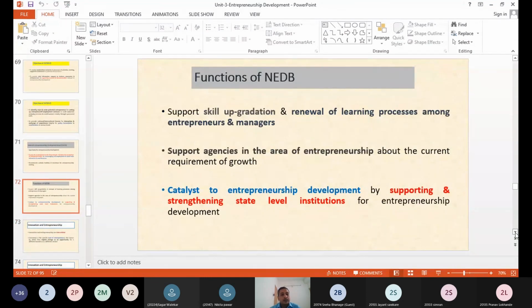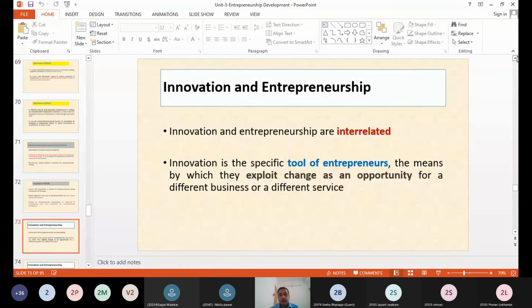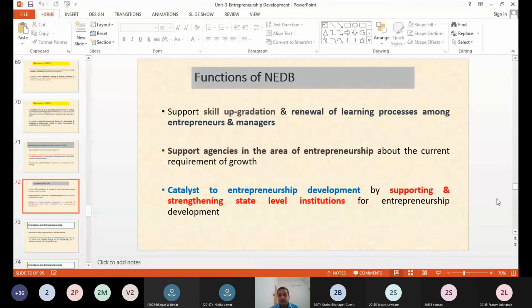Then a few functions of NEDB are related to supporting skill upgradation and renewal of learning processes among entrepreneurs and managers, supporting agencies in the area of entrepreneurship about the current requirement of growth, then being a catalyst or speeding up the process of entrepreneurship development by supporting and strengthening state level institutions for entrepreneurship development. These are a few functions of NEDB.